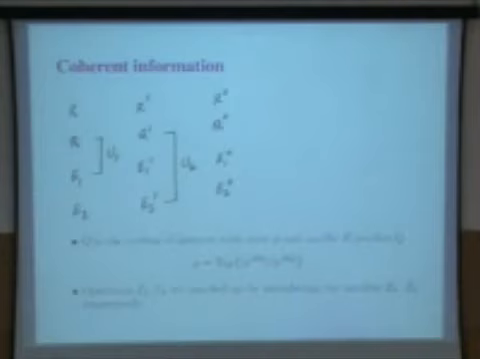And the dashes indicate the state after you apply U1, and double dash after you apply U2. And U2 acts only over Q dash and E2 dash, whereas U1 acts over Q and E1. It leaves E2 unchanged, and U2 leaves E1 dash unchanged.